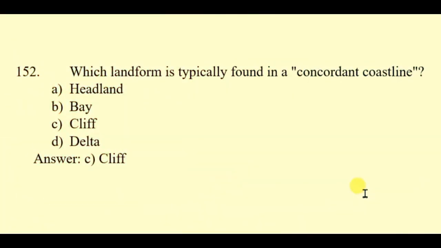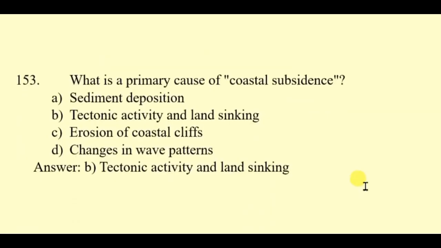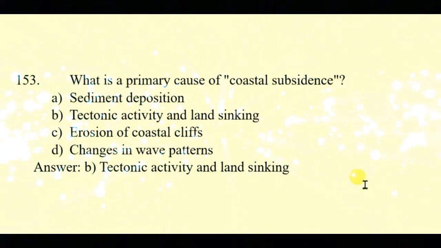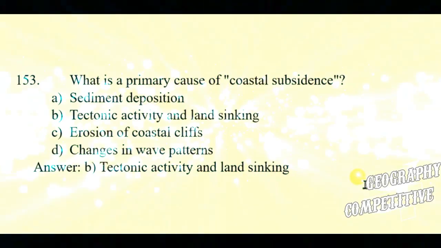Question 152. Which landform is typically found in a concordant coastline? Headland, bay, cliff, delta. Here the right answer will be cliff. Question 153. What is the primary cause of coastal subsidence? Sediment deposition, tectonic activity and land sinking, erosion of coastal cliffs, changes in wave patterns. So the right answer will be tectonic activity and land sinking.